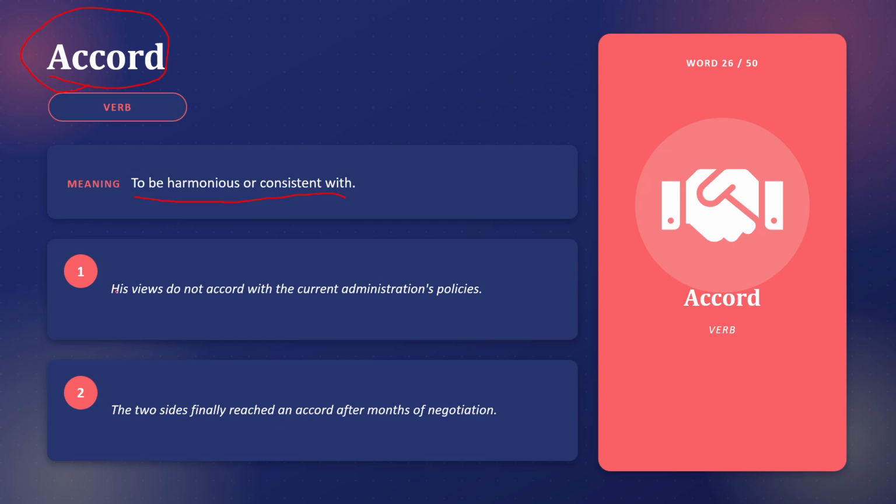Example, his views do not accord with the current administration's policies. Example 2, the two sides finally reached an accord after months of negotiation. Here, accord is a verb, and here, accord is a noun because it is preceded by an article, an article followed by a noun.